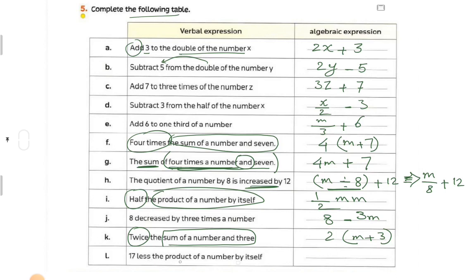17 less the product. Okay, less the product, this means the product minus 17. The product of a number by itself, like m times m, less, it means negative or minus 17.